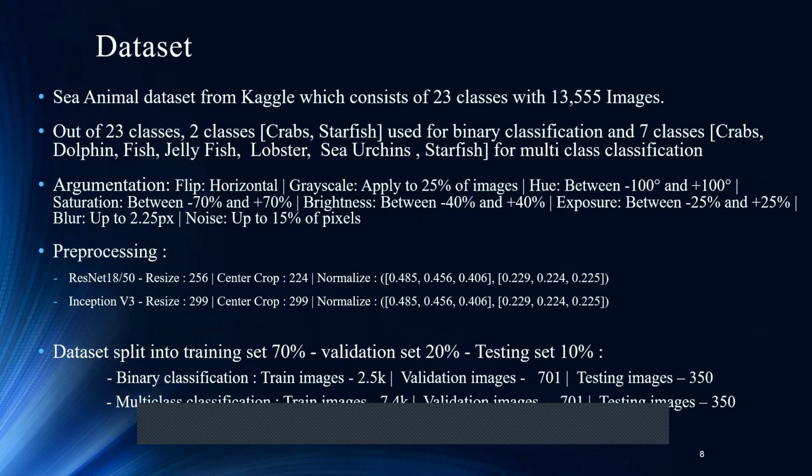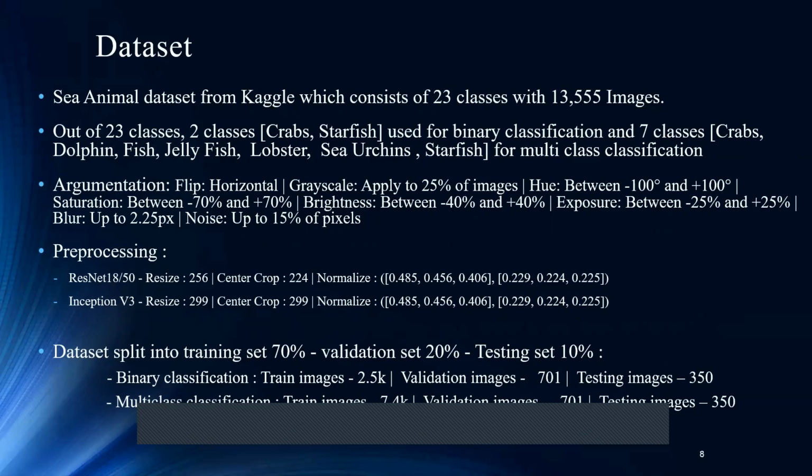Kaggle, which consists of about 23 classes with approximately 13,555 images. So out of these 23 classes, we will be using two classes, which are crab and starfish, for our binary classification, and 7 classes, which are crab, dolphin, fish, jellyfish, lobster, sea urchins, and starfish, for our multi-class classification.